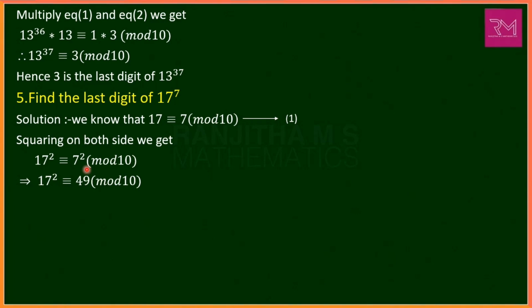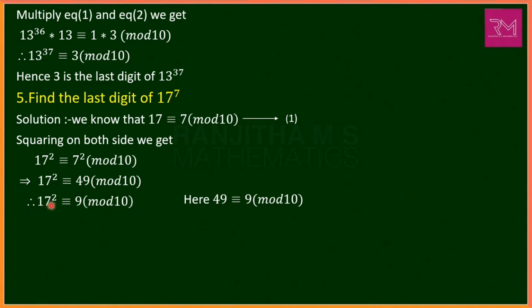As in the previous problem, here on the left hand side we have 17 square. So we have to raise it to some power so that we can get 17 power 7. But on the right hand side, if we raise the power, we get 49 power some value, which is a larger value. Therefore, to reduce that, we can write 49 is congruent to 9 modulo 10. So in the place of 49, we substitute 9. We get 17 square is congruent to 9 modulo 10.